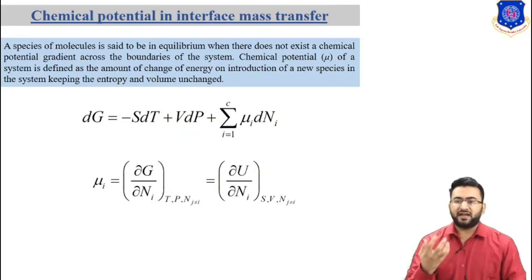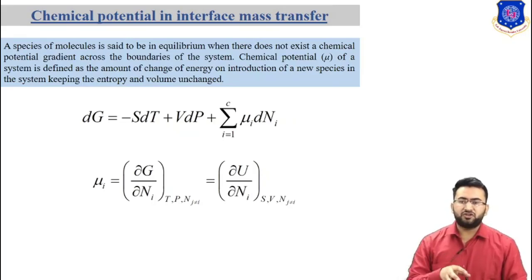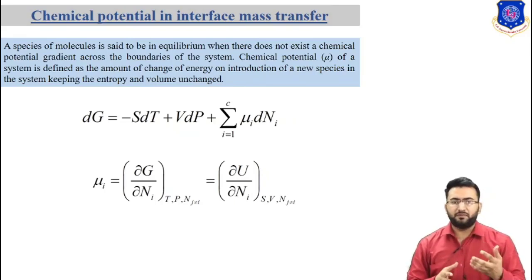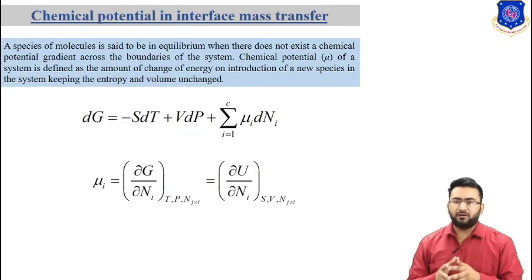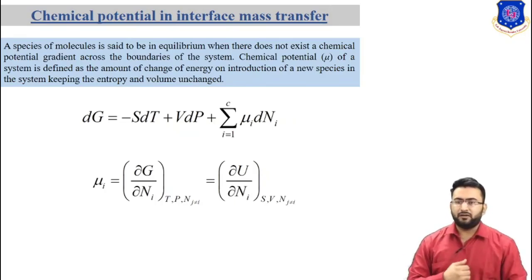In the absence of any external force field, the total energy change of the system can be given by dG equal to minus S dT plus V dP plus summation of mu i dn i. The above expression clearly shows that mu i is equal to del G upon del n i at constant temperature, pressure and n j, which is equal to del U upon del n i at constant entropy, volume and other component n j, where U is the internal energy of the system. At equilibrium, for constant temperature and pressure, mu of the species are constant and equal.